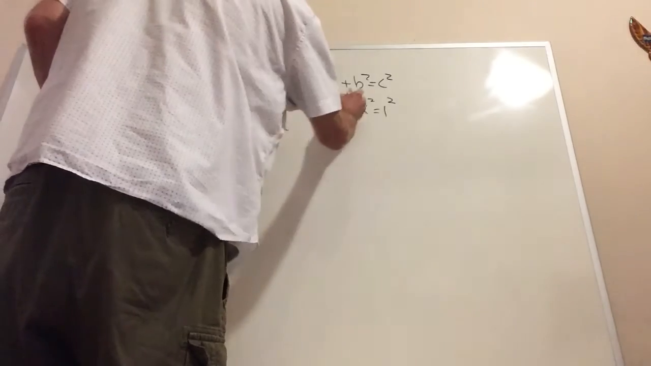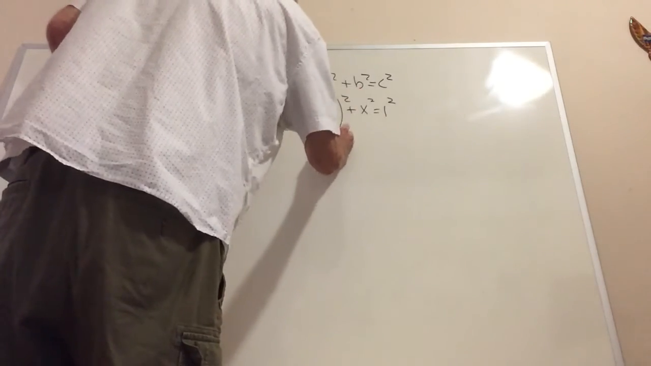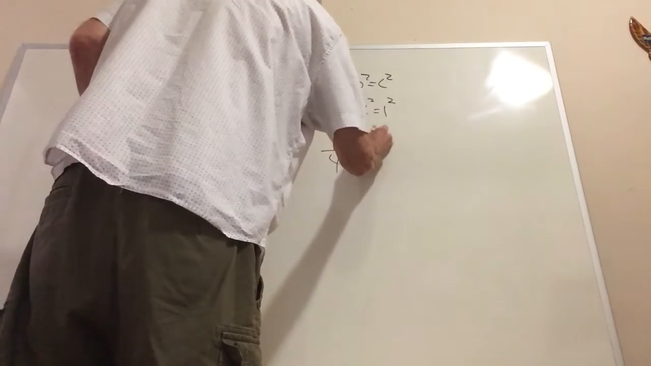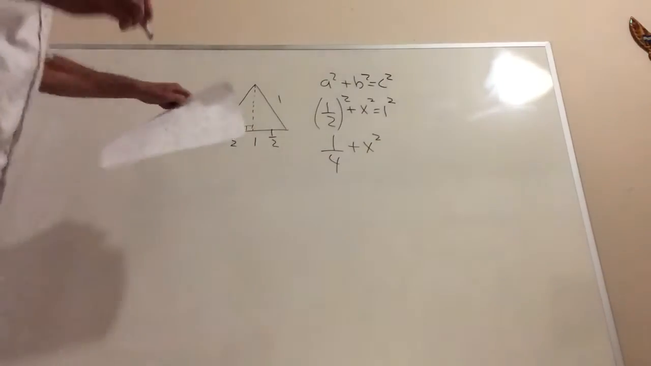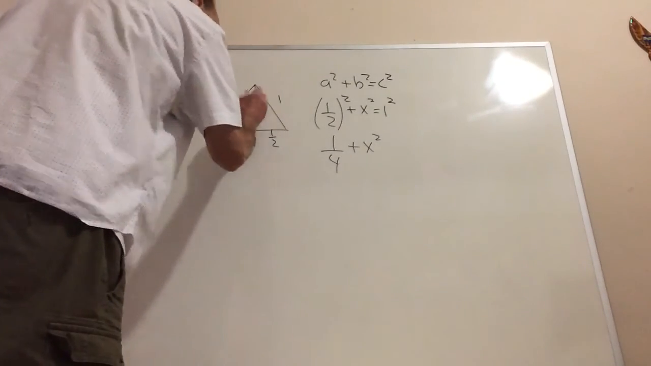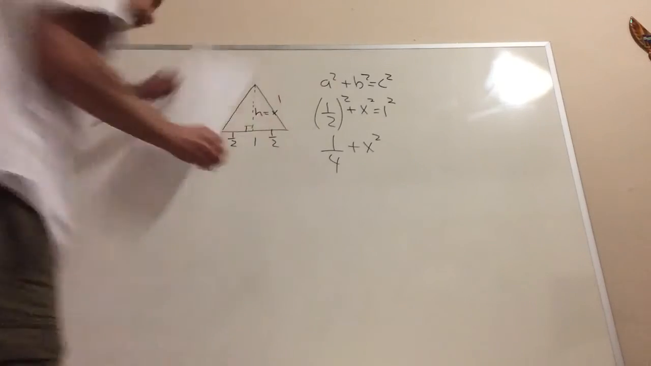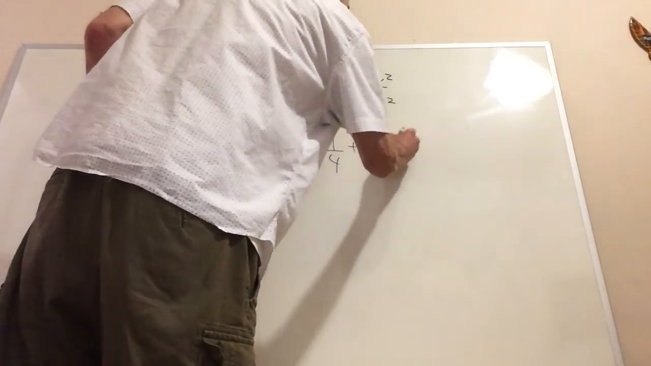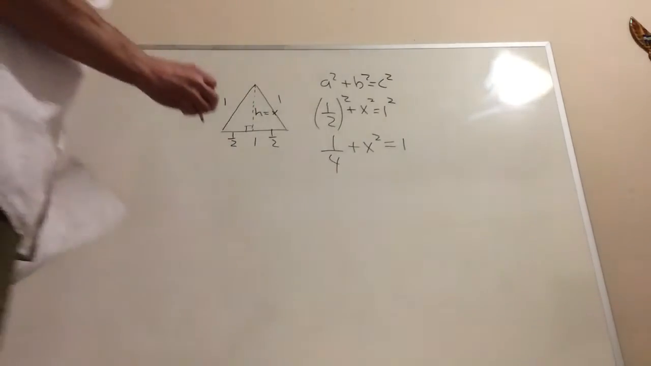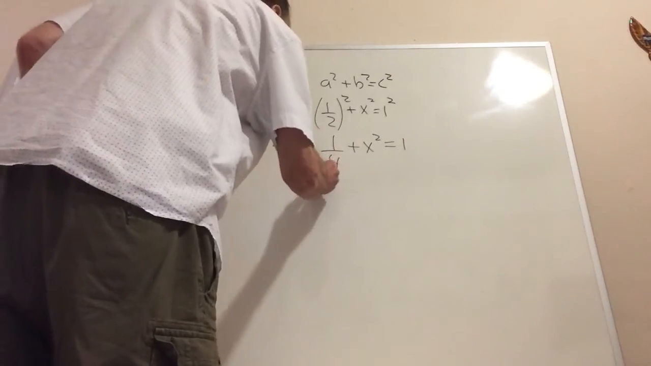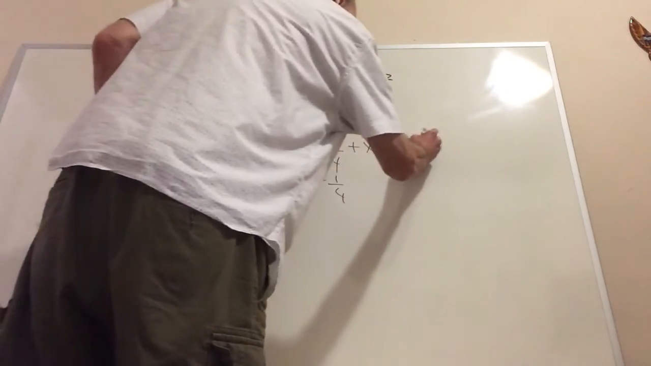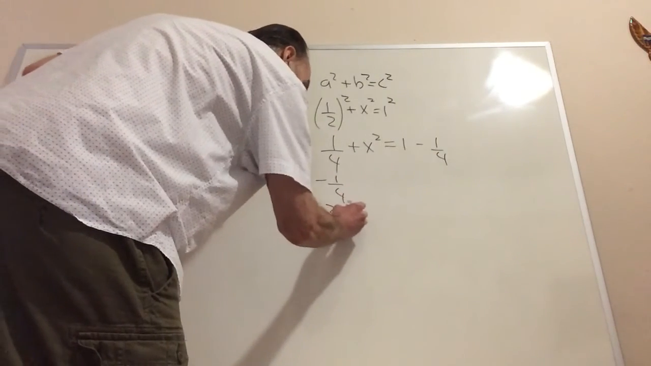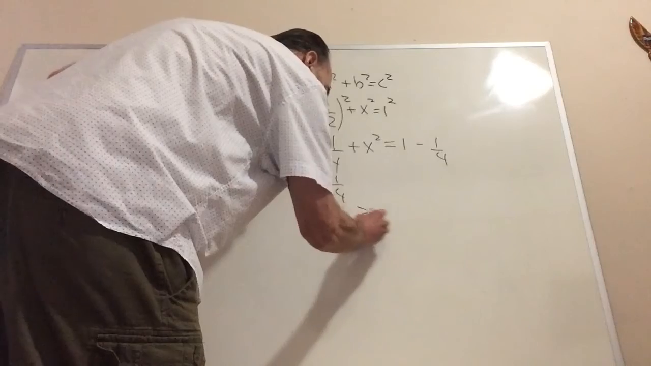Well, 1/2 squared is 1/2 times 1/2, that's 1/4, plus x squared, which is what we're looking for, this missing leg, in this case the height, which equals x. You should keep that in mind. That's the missing leg in this case. And that equals 1, because 1 times 1 is 1. When I take the opposite of 1/4 and move it to the other side and write out my new equation, I get x squared equals 3/4.